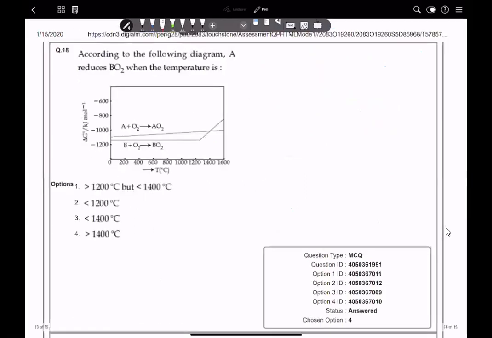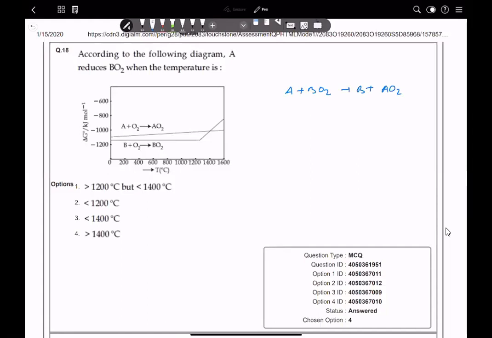In the 18th question, given according to the following diagram, A reduces BO2 when the temperature is... So when A reduces BO2, it means the intersection point, and you know the reduction process. It's given A reduces BO2, which means the reaction A plus BO2 gives B plus AO2. This reaction must be feasible.